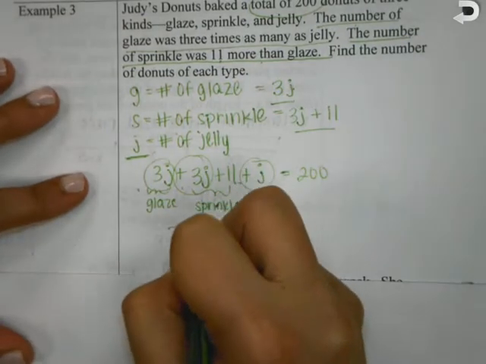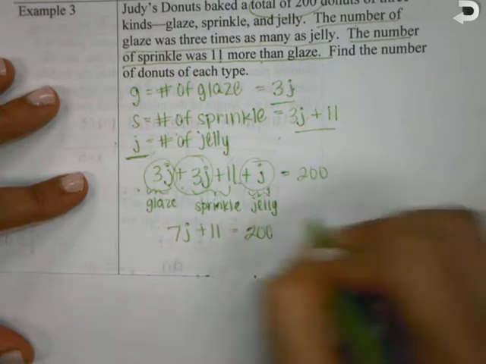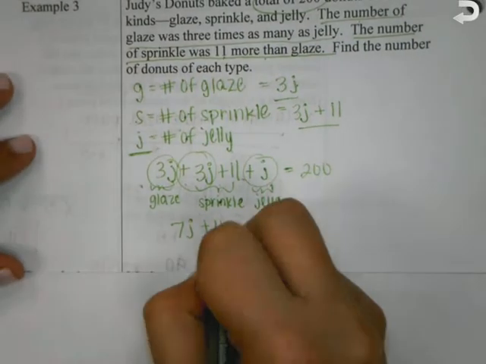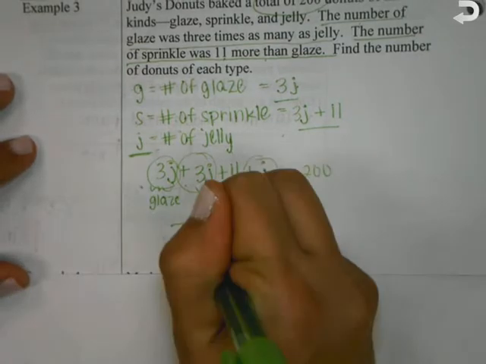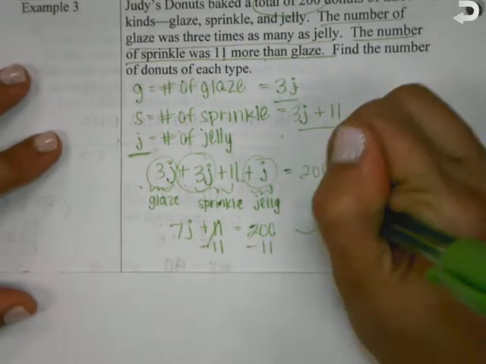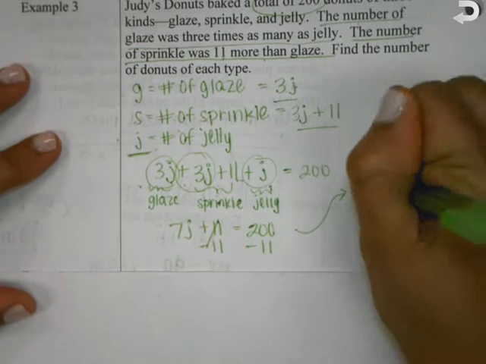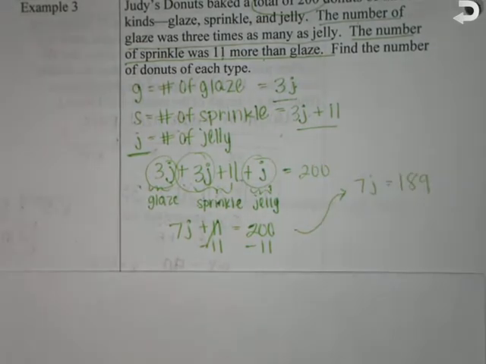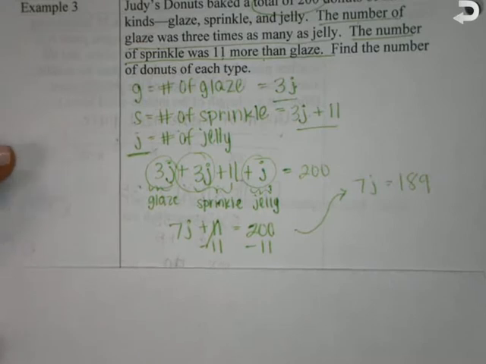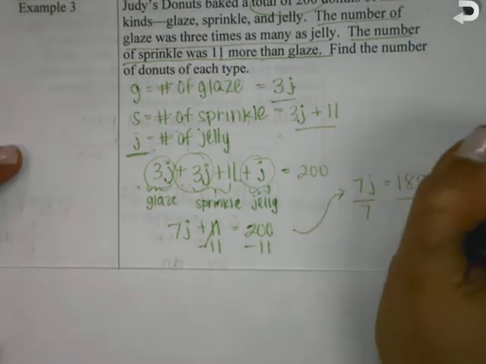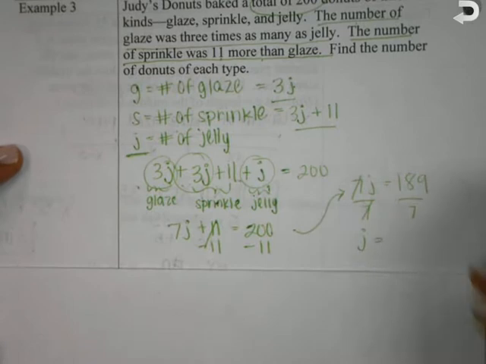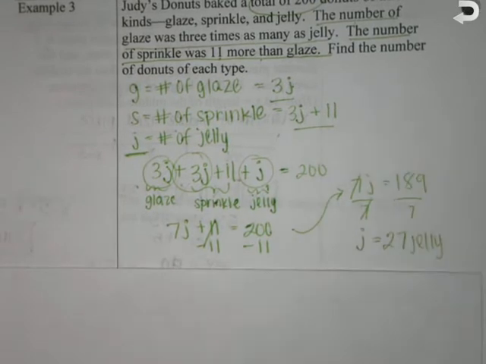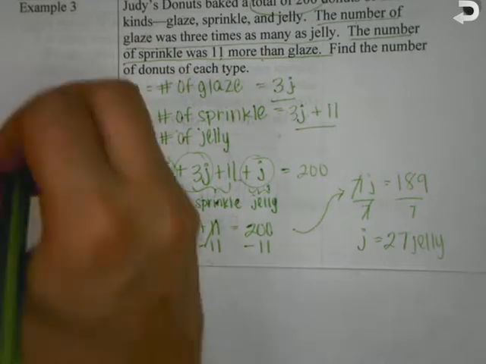Subtract 11 from both sides. So that gives me, I ran out of room, 7J equals 189. Divide both sides by 7. J equals 27 jelly donuts. But we're not done because we need each type. So off to the side I'm going to do J equals 27 jelly.